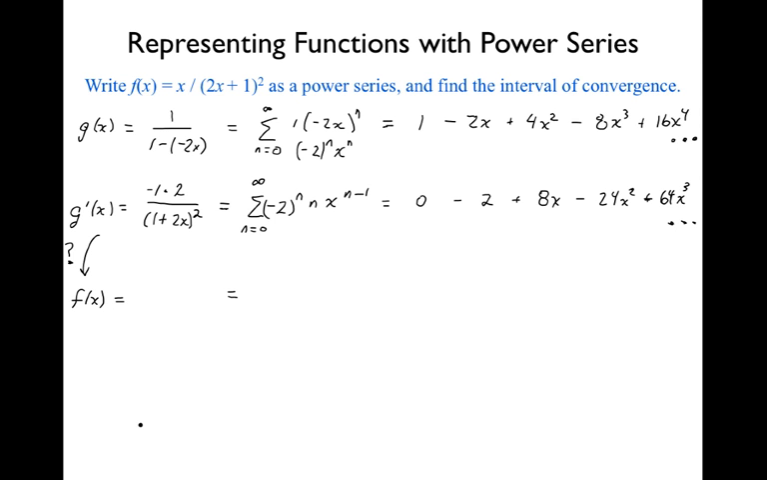Okay, did you get the derivative? So the question is now, what do we do with that to recover f? So we got this, I end up with negative 2 over 1 plus 2x quantity squared, and I need f. So what am I going to do with g prime to get f?